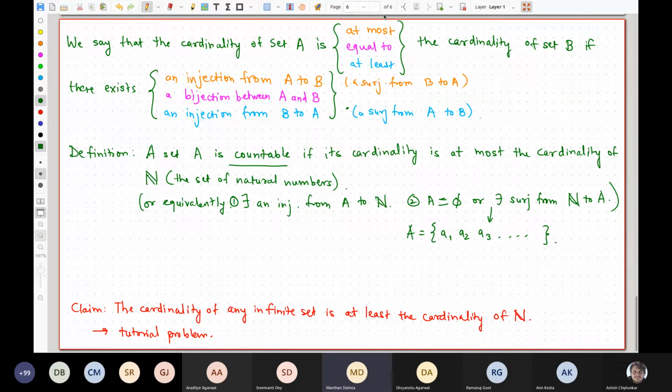The set of odd numbers, all odd numbers, is clearly infinite and countable. Why? Because you can give an injection from the set to N. There exists an injection from A to N. Obviously, every infinite subset of the set of natural numbers is going to be countably infinite.